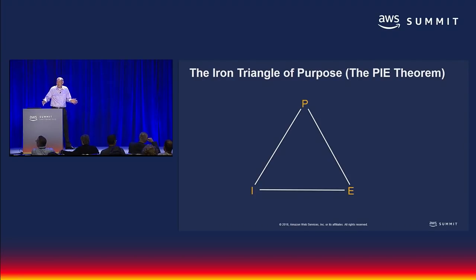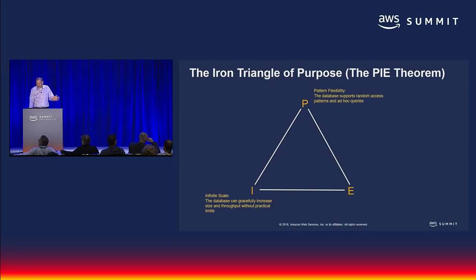The first we're going to talk about is pattern flexibility. Again, ad hoc queries. Do I need to support those ad hoc queries and random access patterns, or do I have a workload that has a well-defined access pattern, something that I can identify up front? It's really the difference between OLTP and OLAP style applications. There's infinite scale. Does the database need to scale without reasonable limits in both throughput and size? If we need to support that kind of infinite scale, that's another dimension that we have on the application.